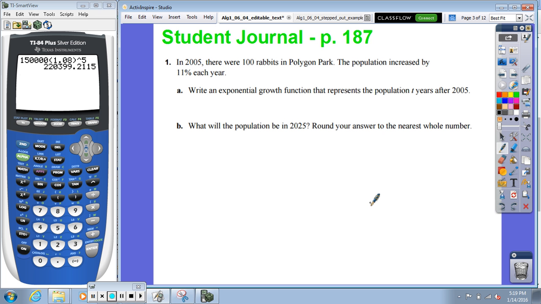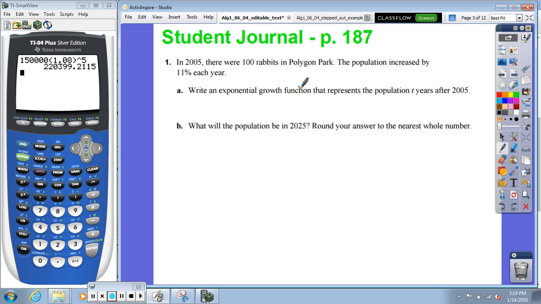Okay, so in your student journal, there's this question. So open up to page 187, pause the video, and go ahead and try it. Alright, hopefully you tried it. So it says, in 2005, there were 100 rabbits in Polygon Park. The population increased by 11% each year. And so it says to write an exponential growth function that represents the population t years after 2005.